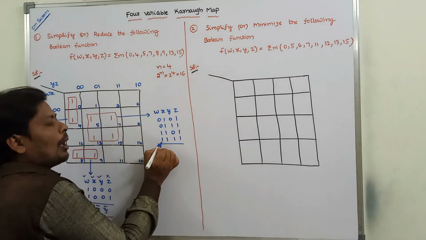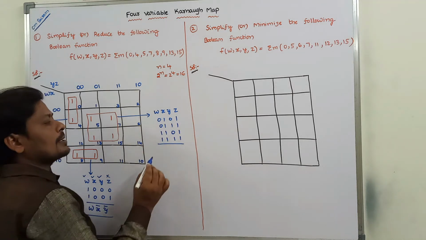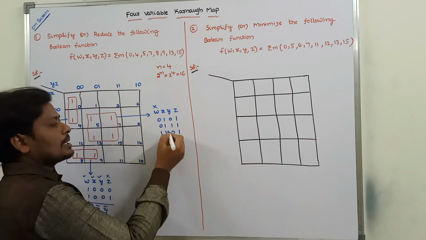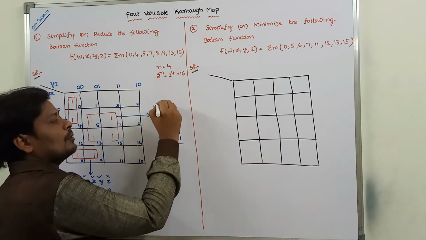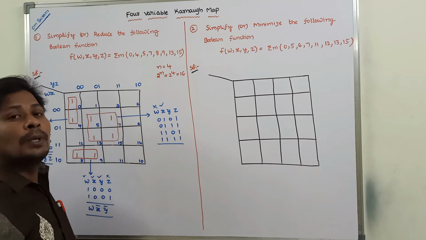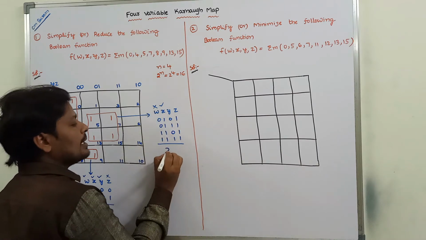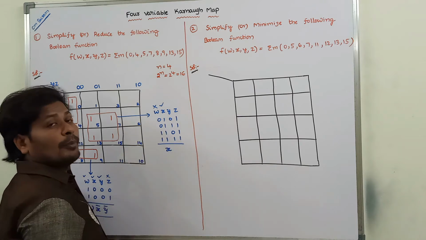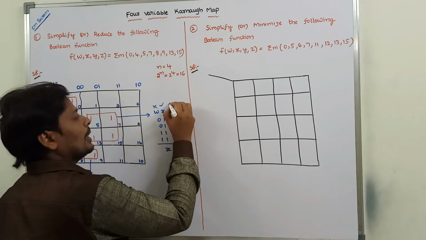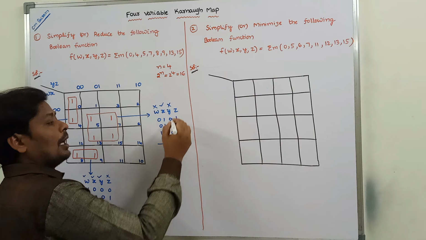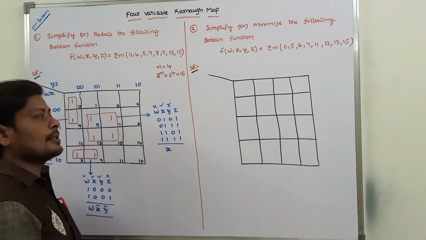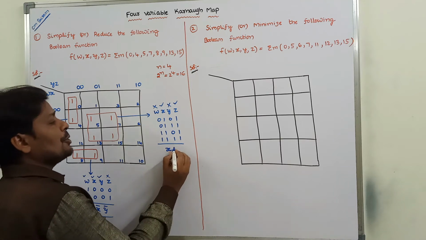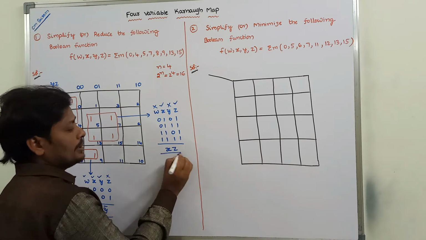Under the W column, a combination of zeros and ones are there, so we have to ignore that column. Under the X column, only ones are there, so we consider that column. In that column, X value 1 means we write X. Under the Y column, a combination of zeros and ones are there, so we ignore that column. Under the Z column, only ones are there, so we consider that column. In that column, Z value 1 means we write Z.